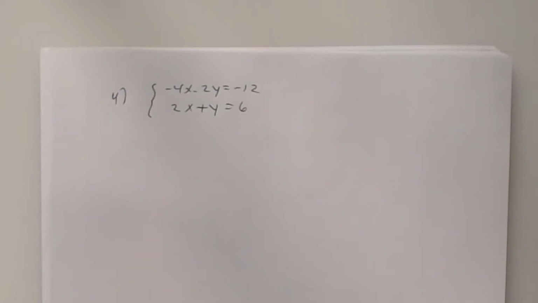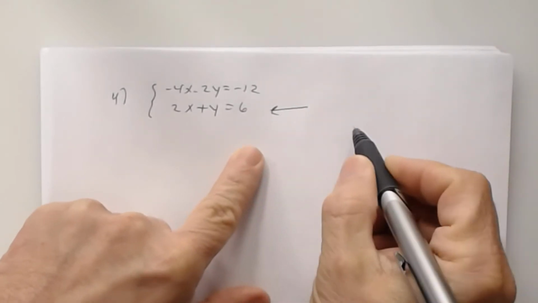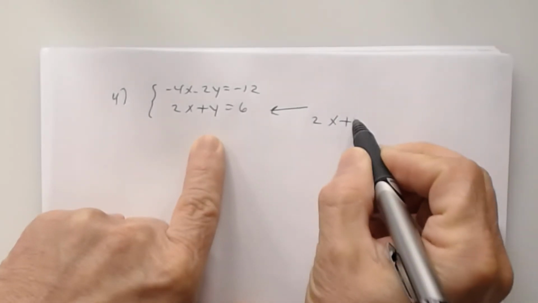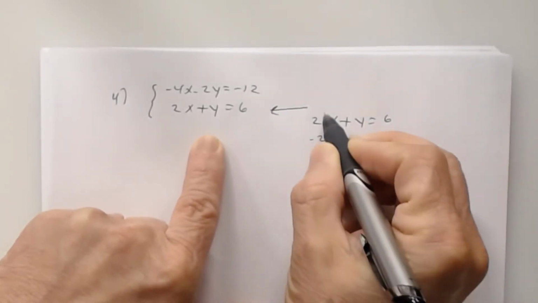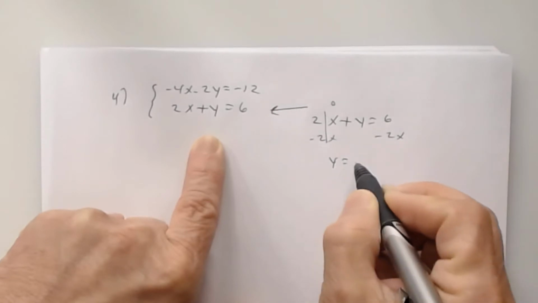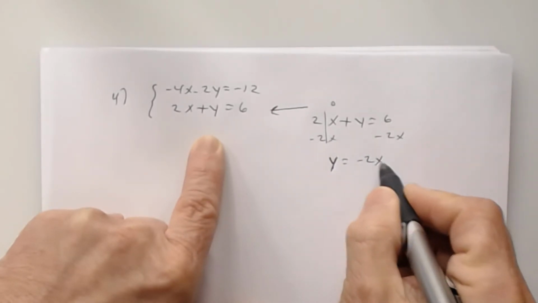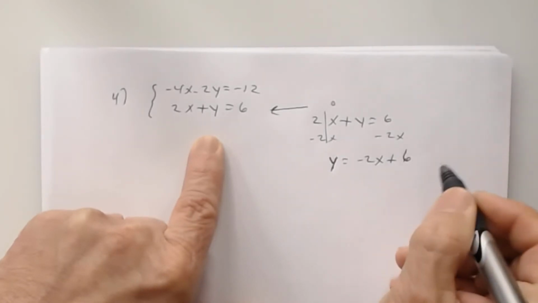All right, now, which equation would you choose right away? Second one. The second, because the coefficient of y is already 1. So if I take this equation right here and get y by itself, so subtract 2x on both sides, I get y equals negative 2x plus 6, or 6 minus 2x, does not matter.